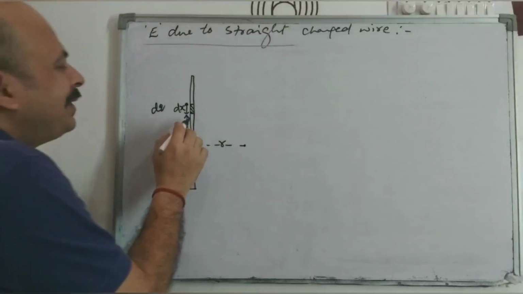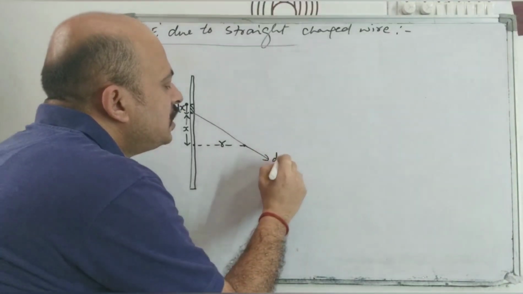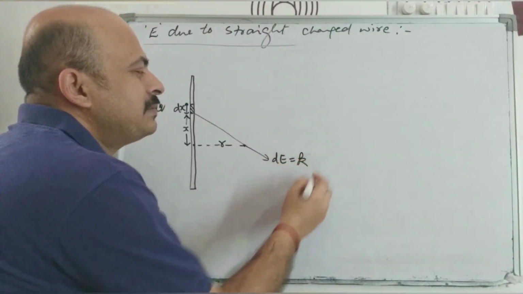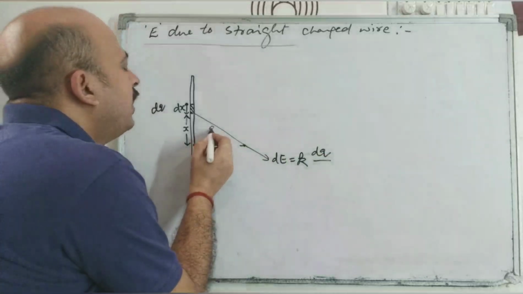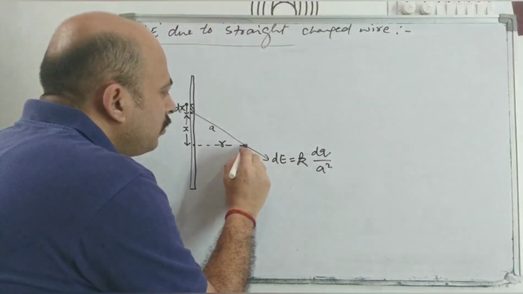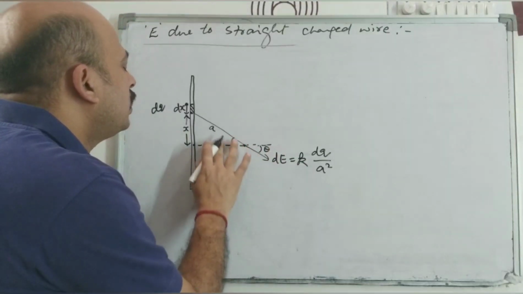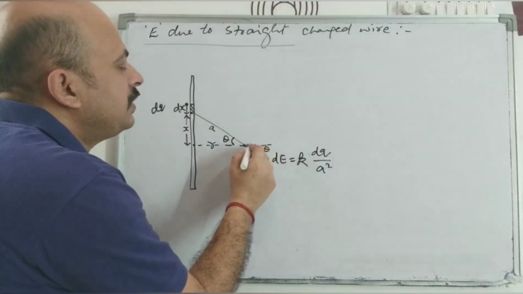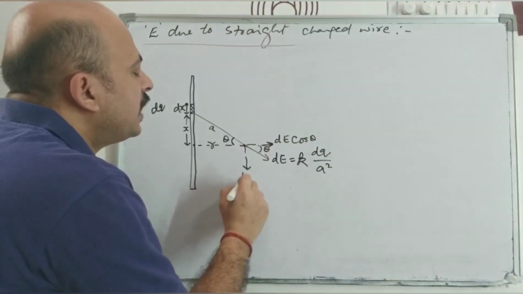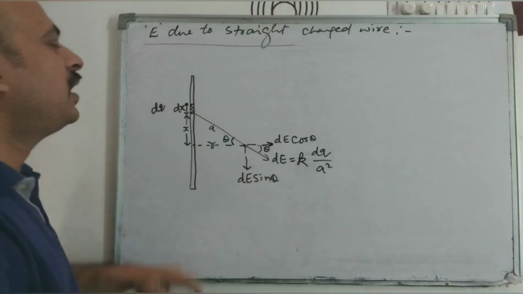Due to this small element, the electric field is directed away from it, that is dE, and dE will be equal to k, that is 1 by 4 pi epsilon naught, dq upon a square, where let that distance be a. Because this is making an angle theta, this will also be theta. So this will have two components: dE cos theta and dE sin theta. Here dE cos theta is along the horizontal and dE sin theta is along the vertical.